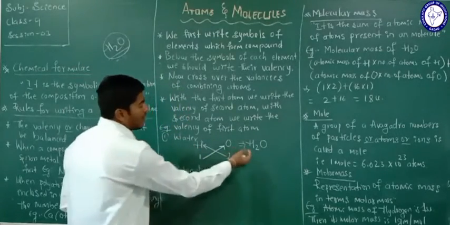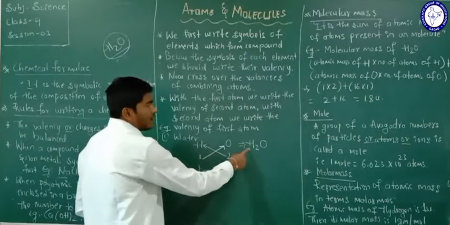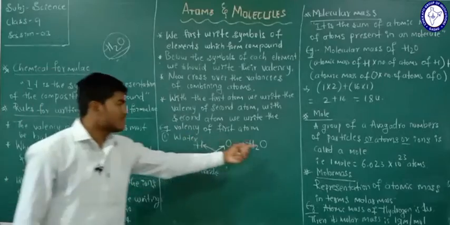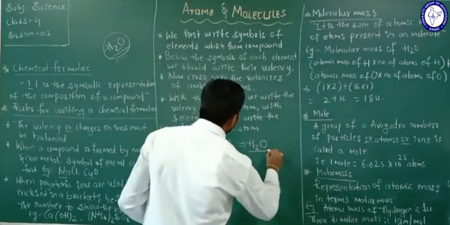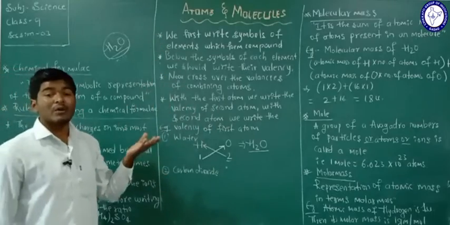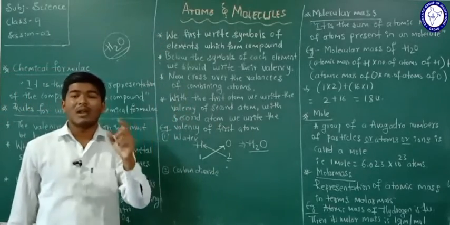We have to write the valency of the second atom with the first atom, and we have to write the valency of the first atom with the second atom. That is the chemical formula of water. This is the way we are going to write a chemical formula of a compound.